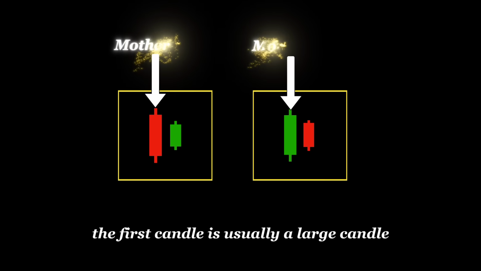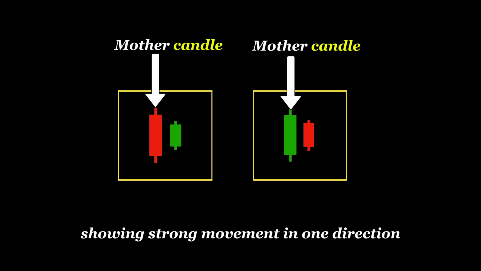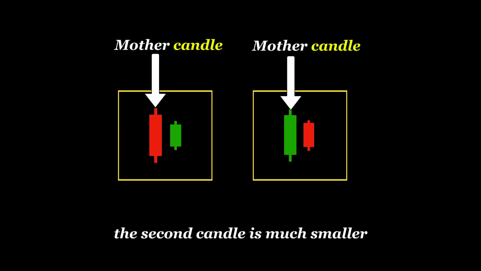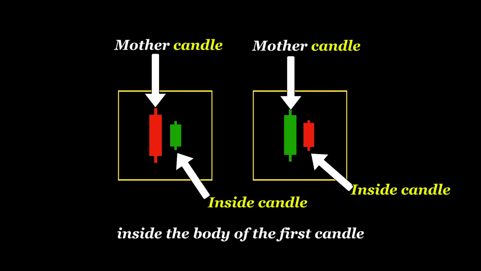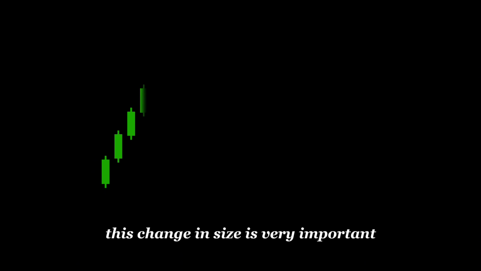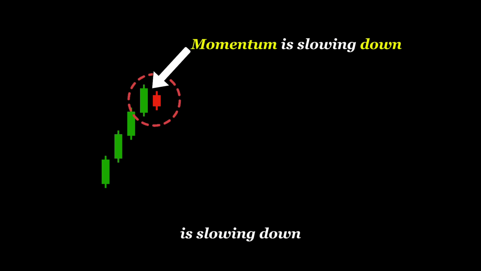The first candle is usually a large candle, showing strong movement in one direction. The second candle is much smaller, and it forms completely inside the body of the first candle. This change in size is very important because it tells us that the momentum of the market is slowing down.